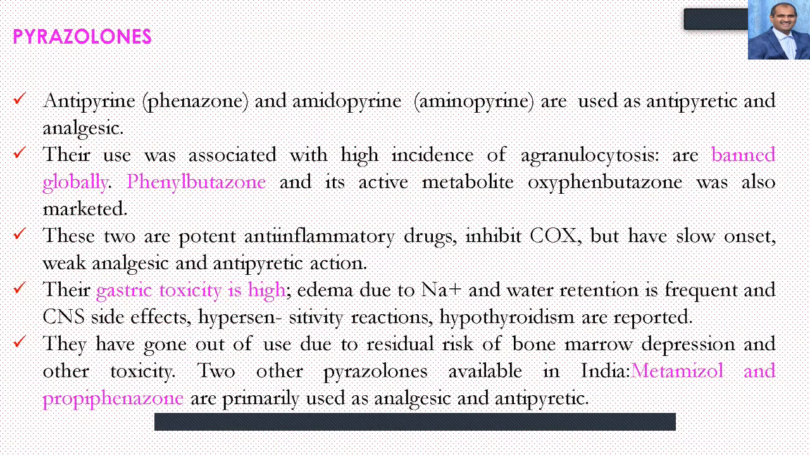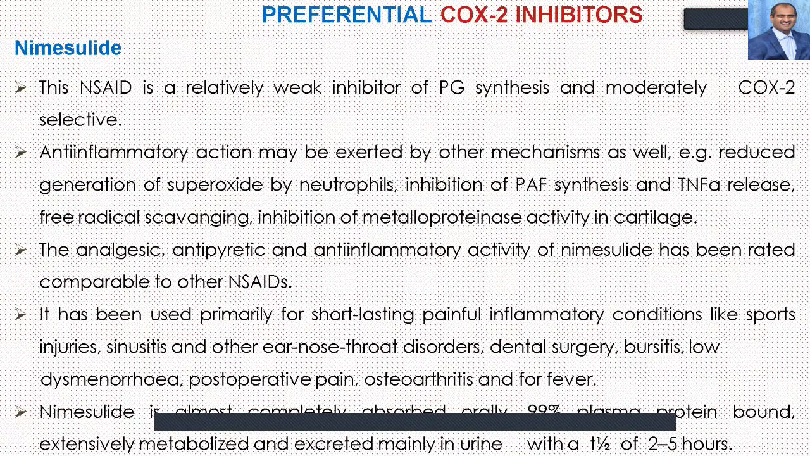And they have gone out of use due to the residual risk of bone marrow depression and other toxicities. Two other pyrazolones available in India are metamizole and profenazone. These are used as analgesic and antipyretic. Of course, in veterinary use, phenylbutazone is used in horses in many situations causing pain and inflammation.